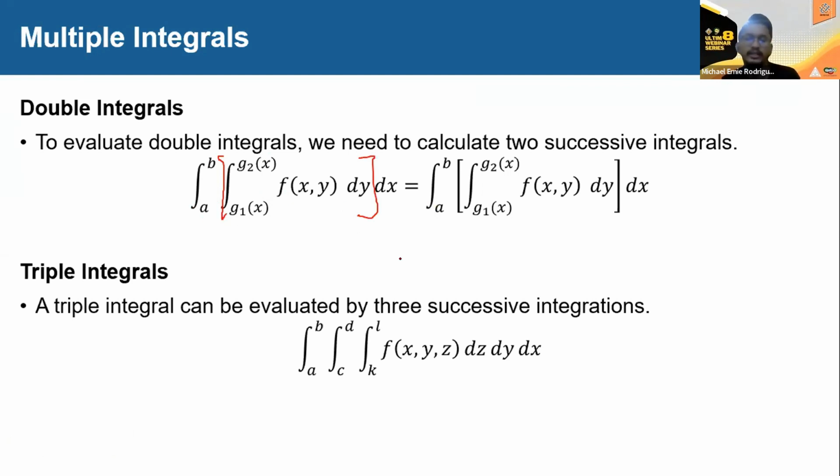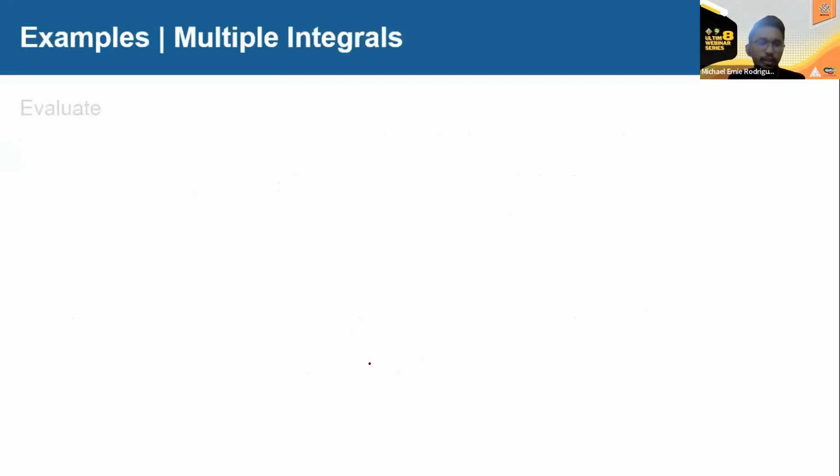So ganoon lang siya. Successive lang na integrals natin. And then sa triple, it can be evaluated by 3 successive integrations. So tatlong beses naman. Double twice, sa triple thrice. Example tayo, tag-isa-isa for the double and then the triple.